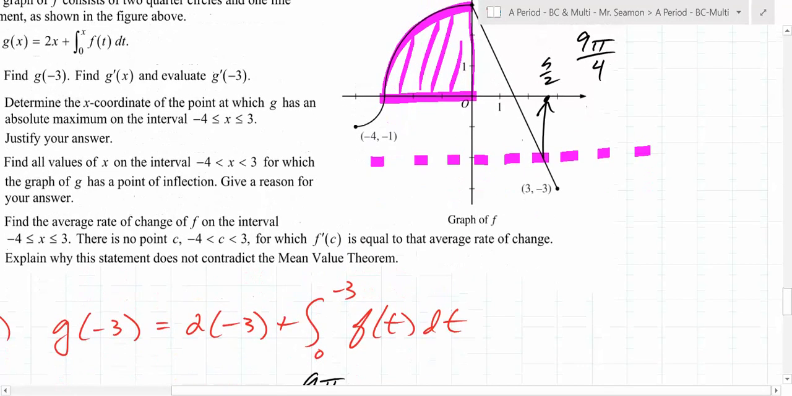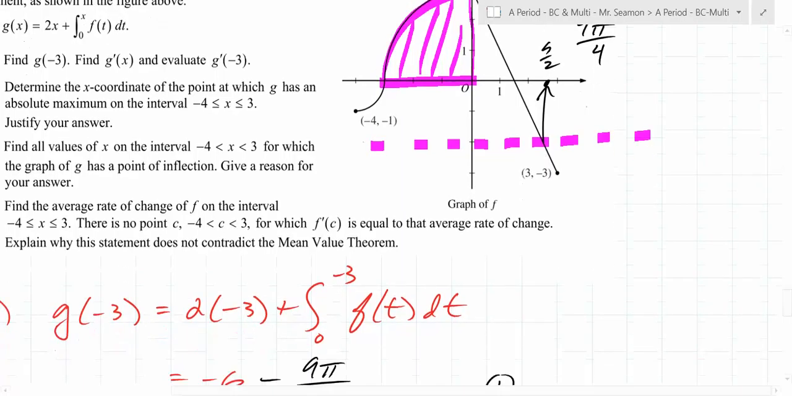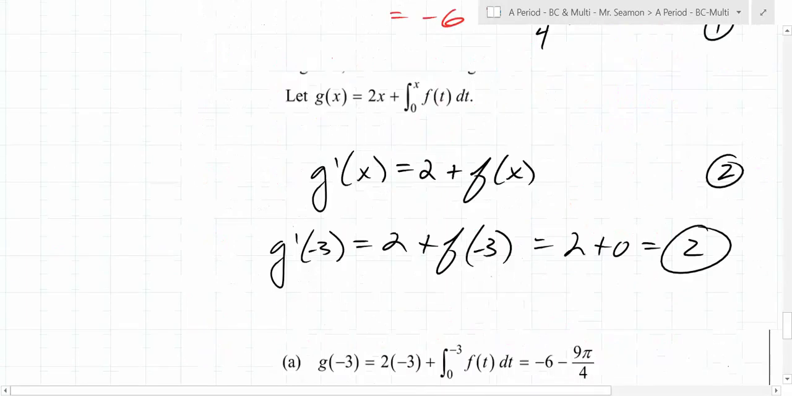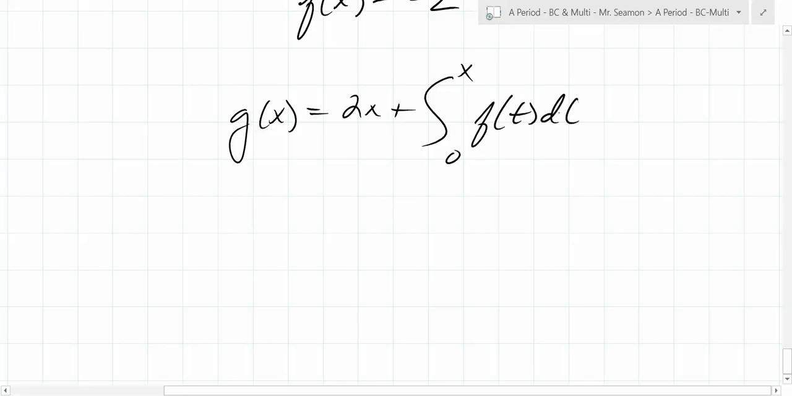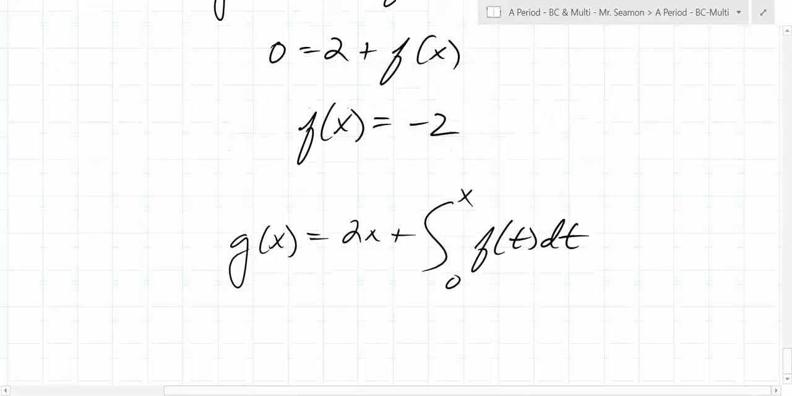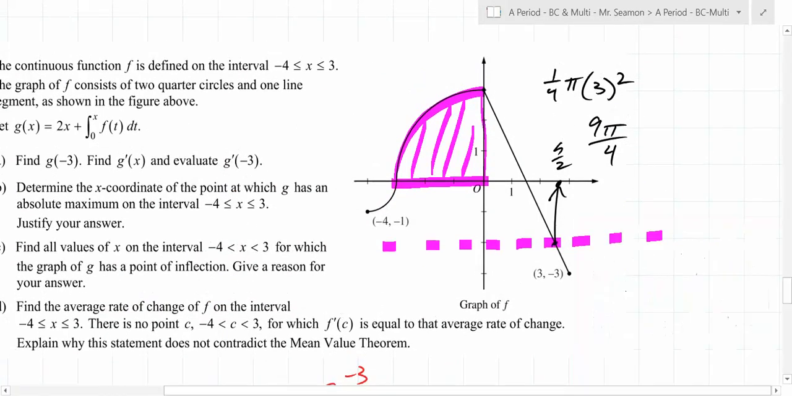Okay, so here's the deal though. That's a critical value, but what do you also have to check? The endpoint. So remember that g of x is defined as 2x plus the integral from 0 to x of f of t dt. So it's 2x plus this integral. You look around this point.